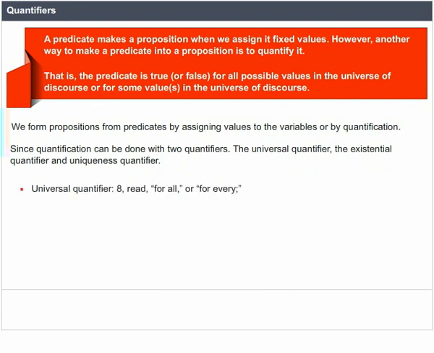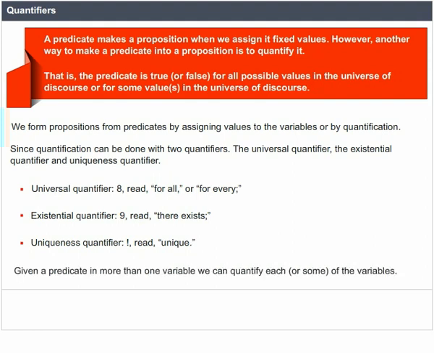Universal quantifier, read as for all or for every. Existential quantifier, read as there exists. Uniqueness quantifier, read as there exists a unique. Given a predicate in more than one variable, we can quantify each or some of the variables.